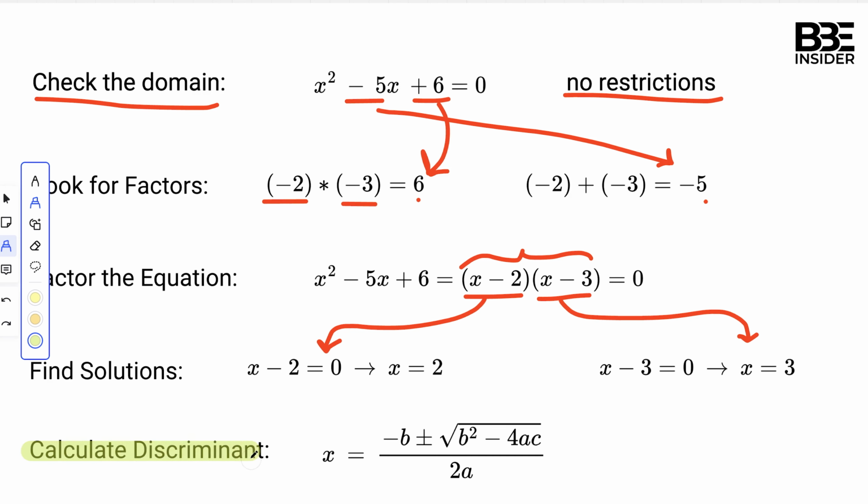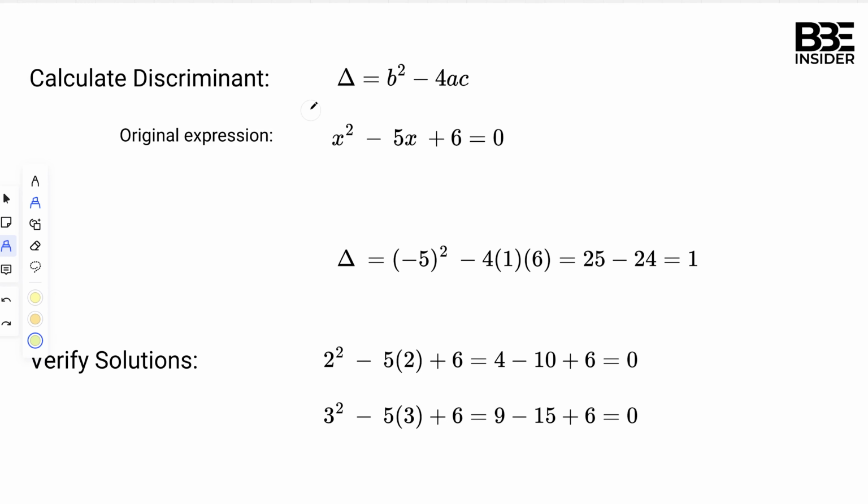As you know, for the last statement, we need to calculate the discriminant. The discriminant is the part under the square root in the quadratic solution formula. To calculate the discriminant, we need to define a, b, and c. To do that, we take our original expression.